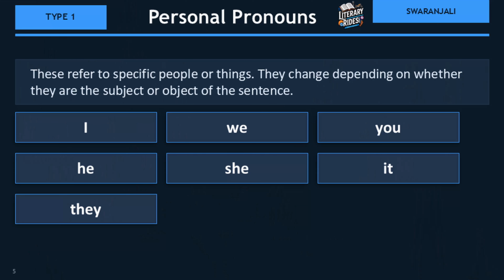Type number 1. Personal pronouns. These refer to specific people or things. I, we, you, he, she, it, they. These are your personal pronouns. I am learning English. She loves reading. They are my friends. Personal pronouns change depending on whether they are the subject or the object of the sentence. And Dr. Madhuri will explain that beautifully in the next video.